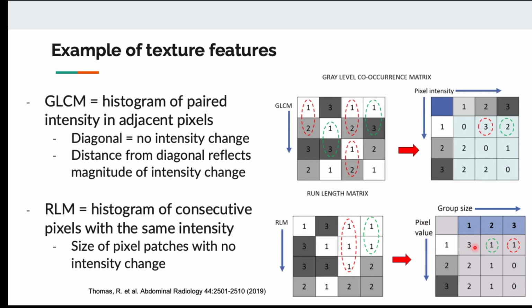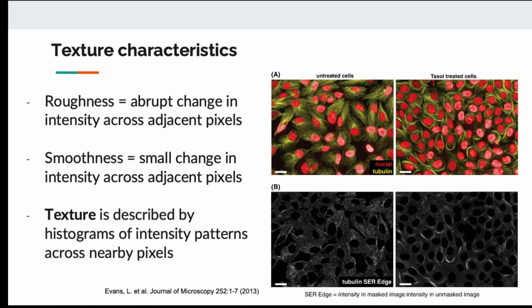So in this case, if the numbers in the first column are high, it means that your image is very rough. Every pixel is next to a pixel with different color, different intensity. But if you have high numbers in the large letter columns, this means that you have pixels with the same intensity next to each other, meaning that you have smooth color in the image. So many people use this type of calculation to describe if we are seeing a rough image or a smooth image. And this can be used to describe the state of the cells or the state of the protein expression.